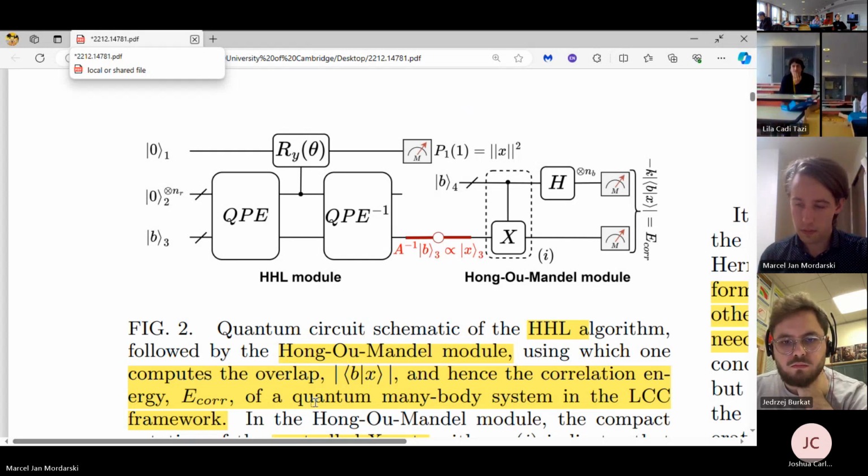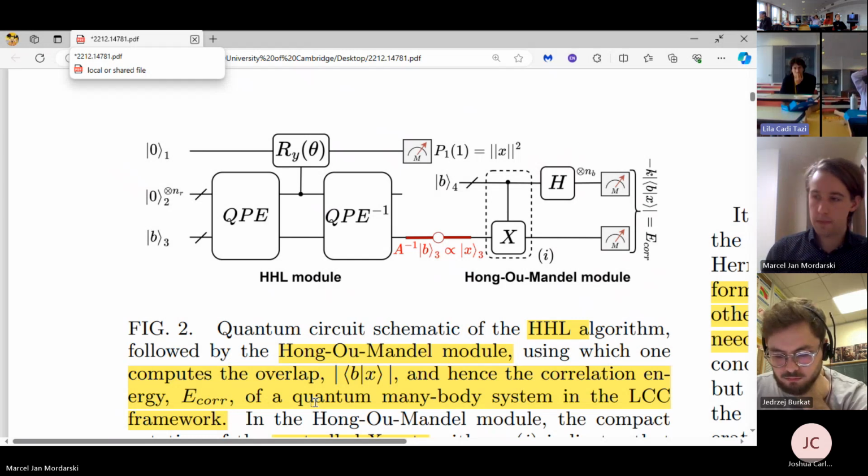What is B? So B was the initial. Yeah. Needed to solve for, which is X. So AX equals B is the thing they're solving for, and so B is that.